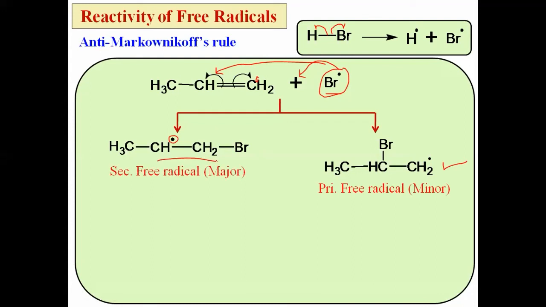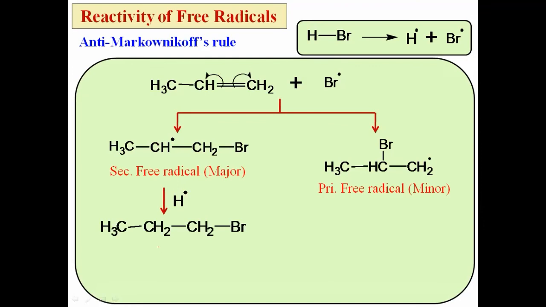We know that among primary and secondary, which is more stable? Yes, always secondary free radicals are more stable. This one is the more stable. आणि म्हणून काय होतं? Bromine can form a bond with that terminal carbon, and there is a formation of the more stable secondary free radical. In the next step, hydrogen free radical combines with that central carbon, and there is a formation of CH3, CH2, CH2Br, propyl bromide, that is the anti-Markovnikov's product.